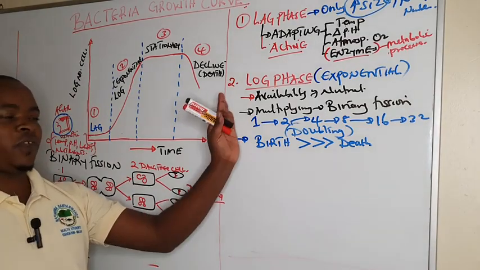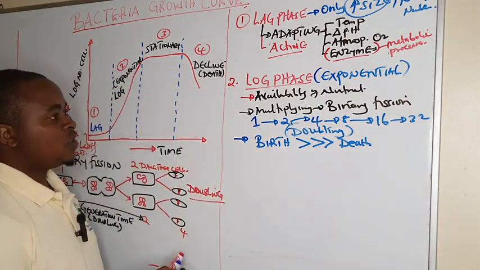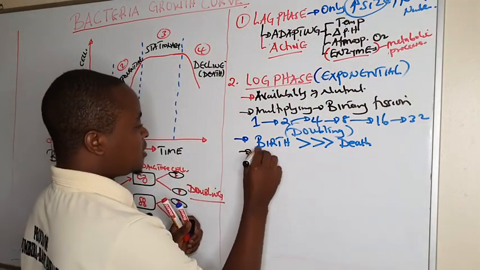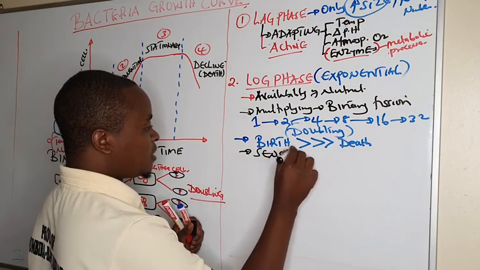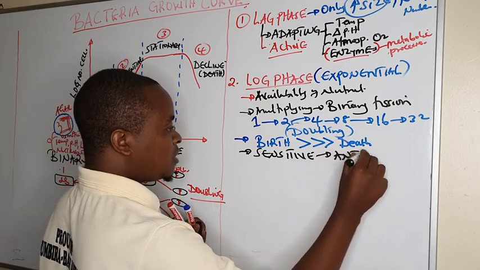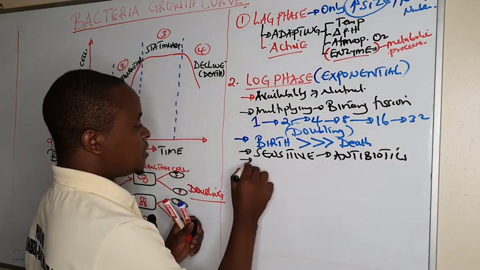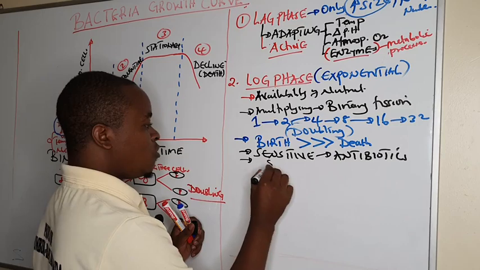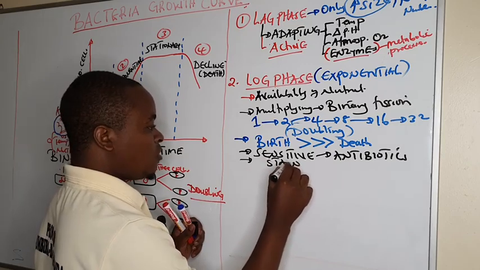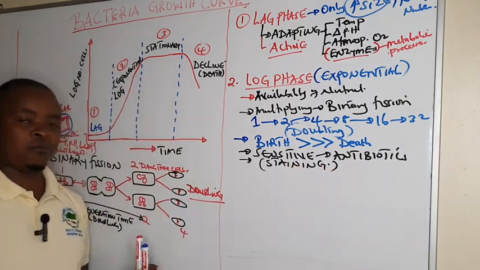And it is at this phase where bacteria are very sensitive to hostile environment, for example, the presence of antibiotics and other antimicrobial agents. And it is at this stage where there is good staining, where you can easily stain to differentiate different bacteria by their morphology.